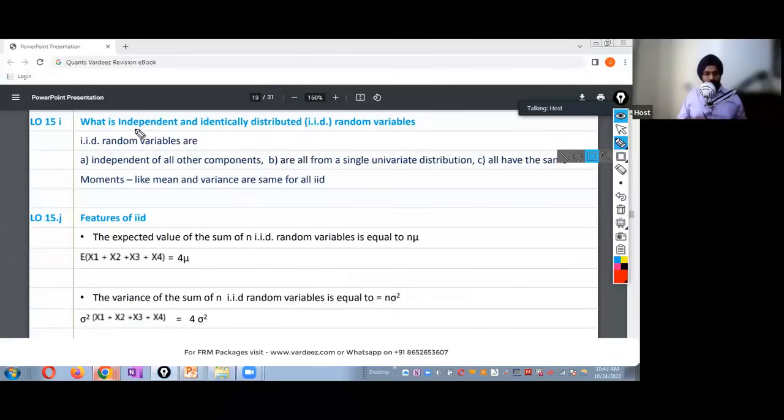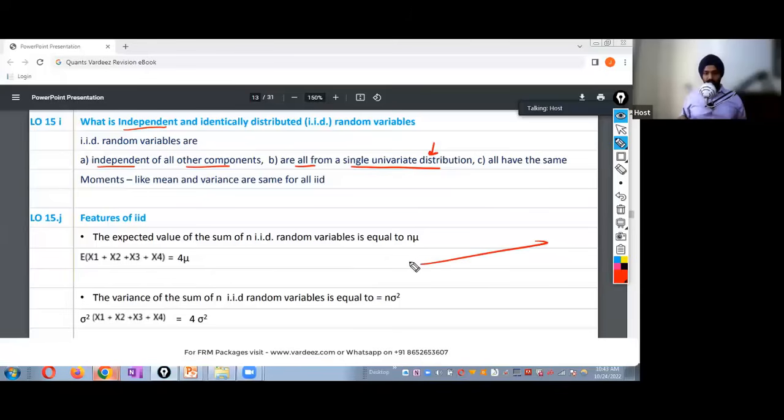So random variables are independent. IID stands for independent and identically distributed random variables. So IID random variables are independent of all other components. They are independent as the name suggests. They are all from a single univariate distribution, from one distribution only. All the values come from it.